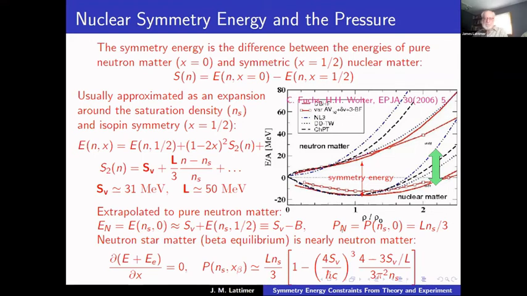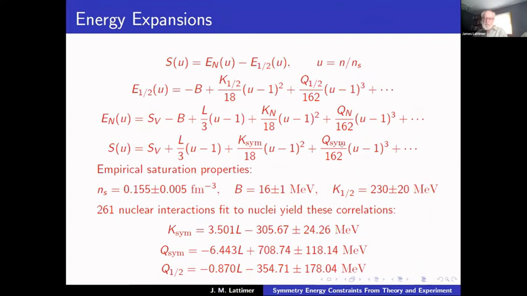So to get a few definitions underway, we can write some energy expansions for symmetric matter and pure neutron matter in terms of these usual incompressibility and skewness parameters. In addition, the neutron matter has a slope parameter term, and the symmetry energy is just the difference of these two. And so the definition of K_sym is just K_n minus K_1/2.